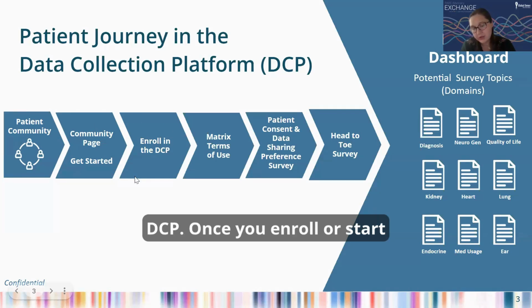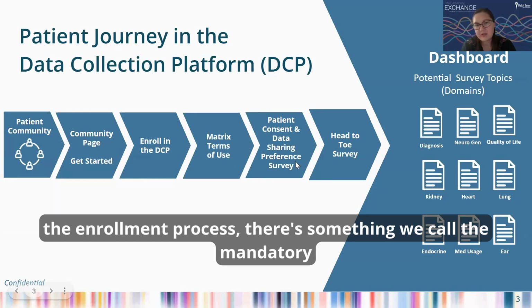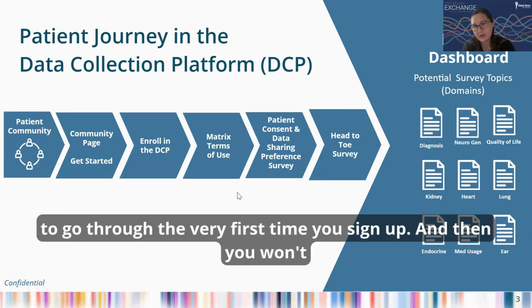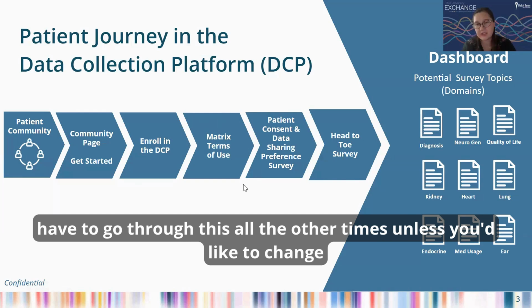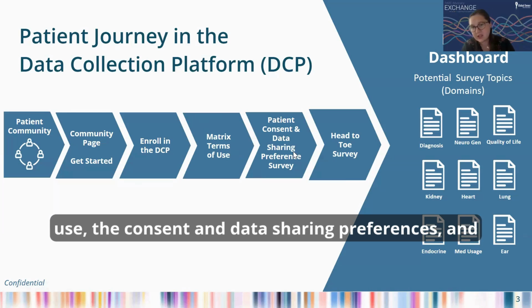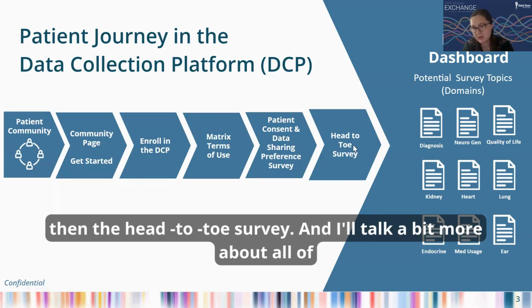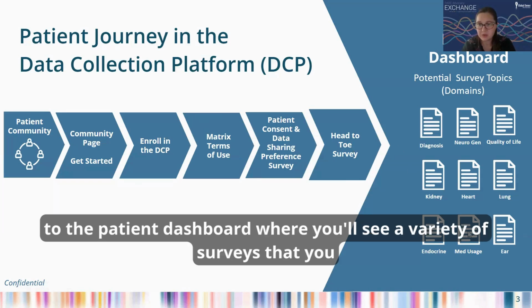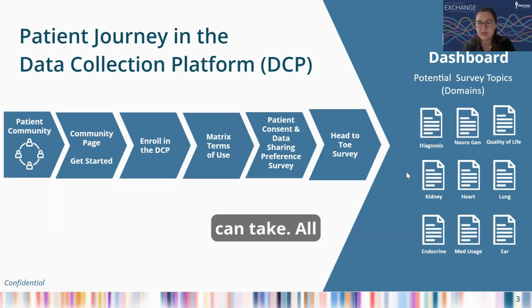Once you enroll or start the enrollment process, there's something we call the mandatory workflow, which is 3 steps that you have to go through the very first time you sign up. And then you won't have to go through this all the other times unless you'd like to change your preferences. So that'll be the Matrix terms of use, the consent and data sharing preferences, and then the head-to-toe survey. And I'll talk a little bit more about all of those things. But once you do all of those things, you'll get to the patient dashboard where you'll see a variety of surveys that you can take.